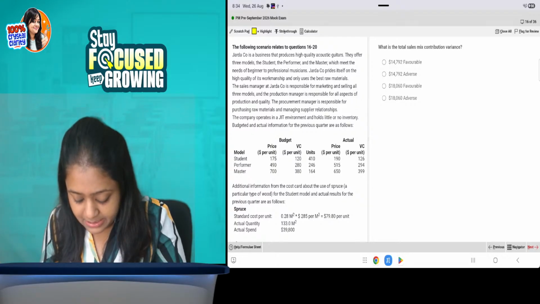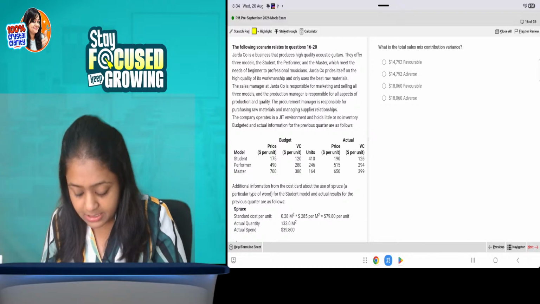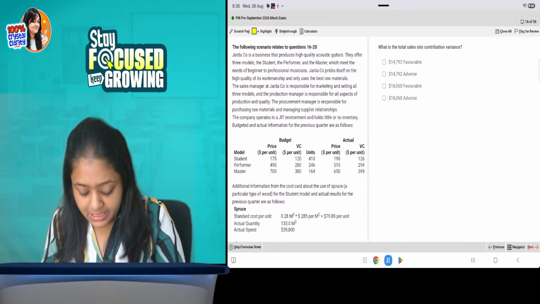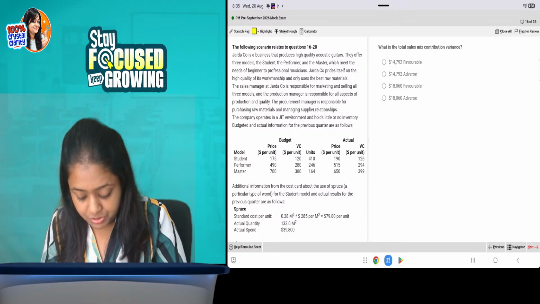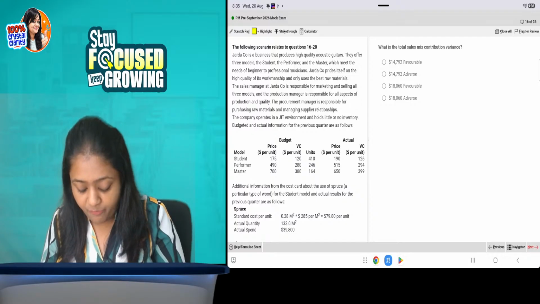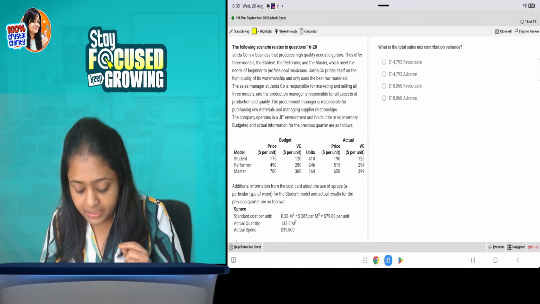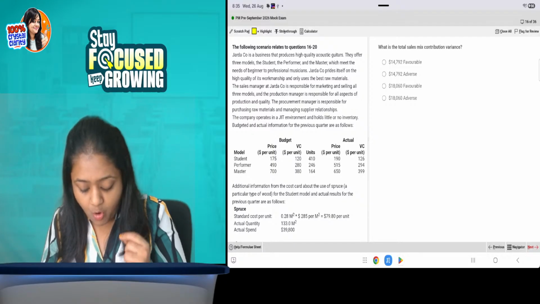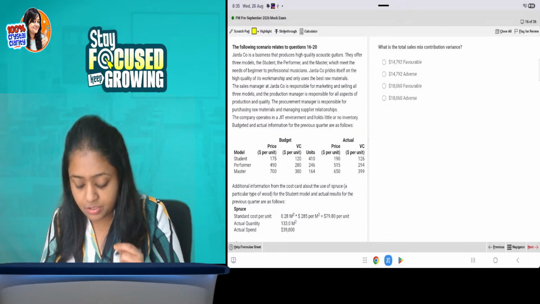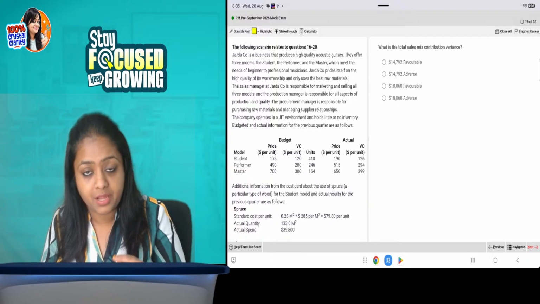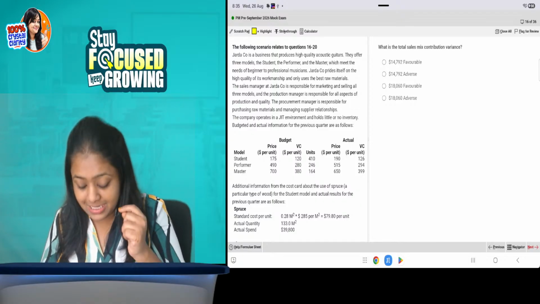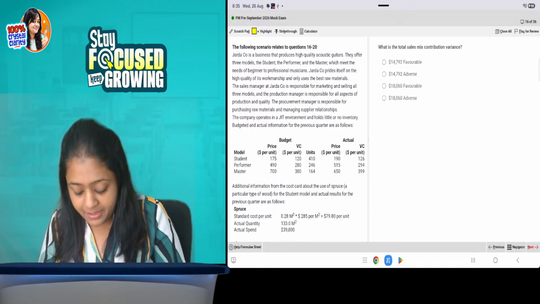Jada Company is a business that produces high quality acoustic guitars. They offer 3 models, the student, the performer and the master, which meet the needs of beginner to professional musicians. Jada Company prides itself on the high quality of its workmanship and only uses the best raw materials. The sales manager is responsible for marketing and selling all the 3 models, and the production manager is responsible for all aspects of production and quality. The procurement manager is responsible for purchasing raw materials and managing supplier relationships.